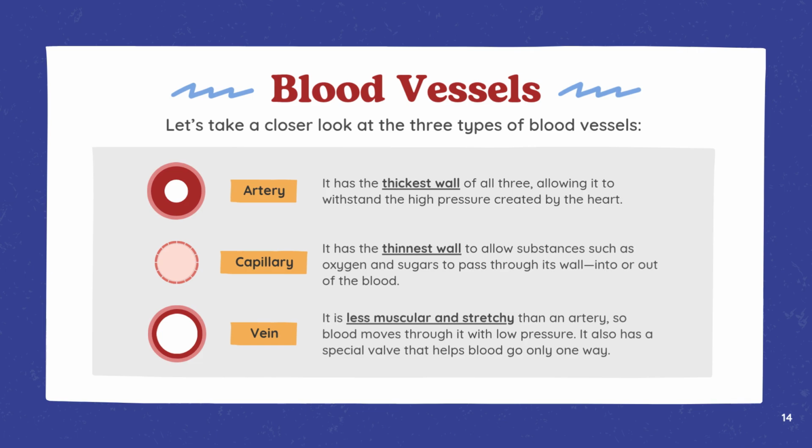Capillary. It has the thinnest wall to allow substances such as oxygen and sugars to pass through its walls into or out of the blood. It is less muscular and stretchy than an artery, so blood moves through it with low pressure. It also has a special valve that helps blood to go only one way. This is the vein.